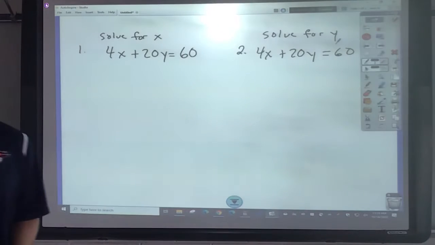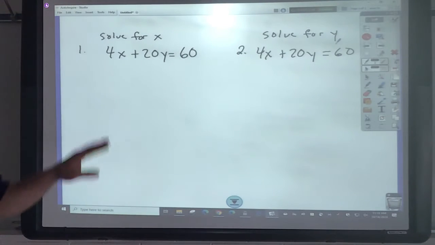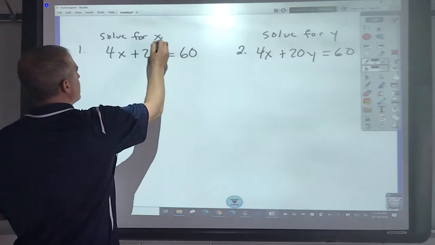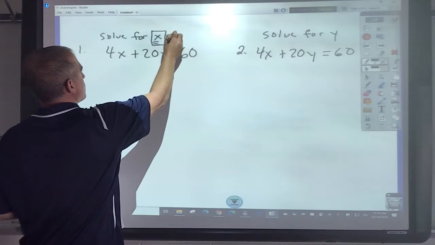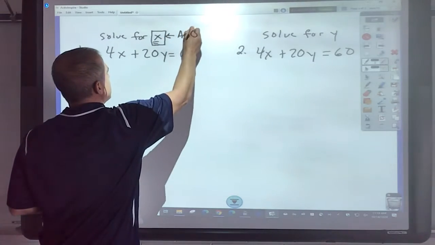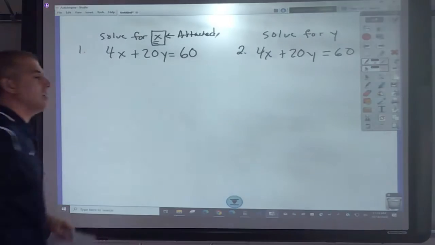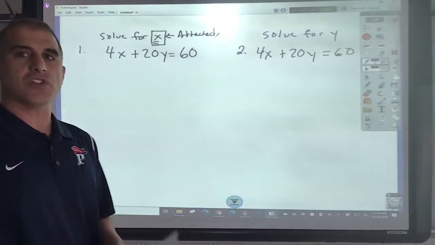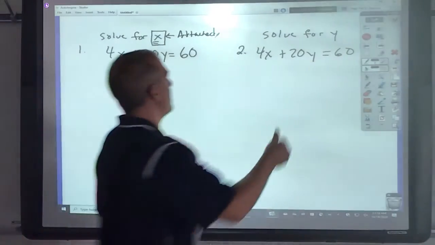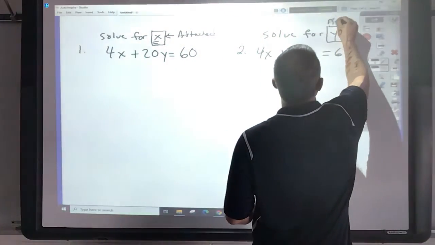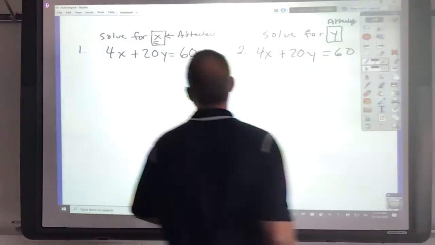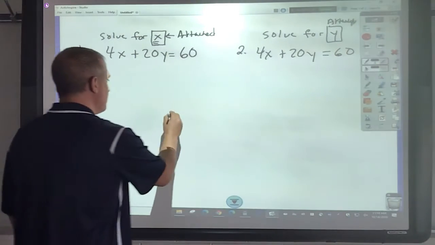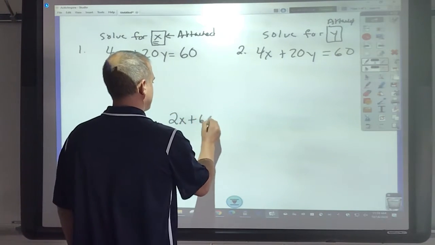So with literal equations, as you can see, there are multiple variables. The key thing is looking at what they're asking you to solve for. What that means is this is the attached. All the rules that we have with attached, that's the one we're trying to solve for. If they say solve for x, on this one we're making the y the attached. If you remember the concept of attached, even when we have something like this.